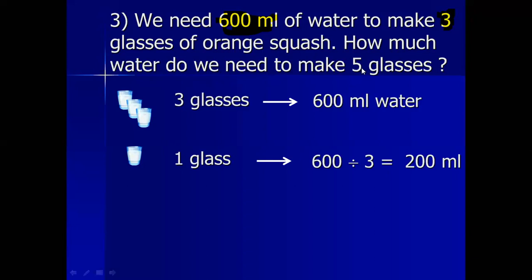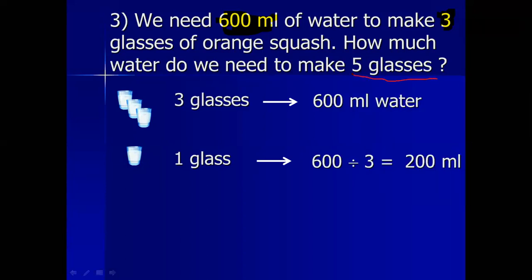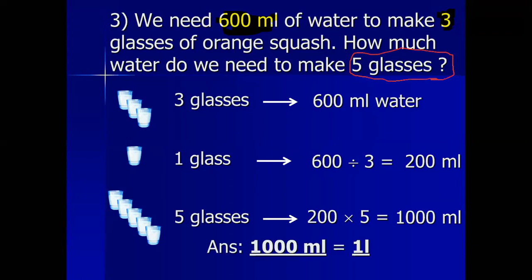The question asks me to find for 5 glasses. So 1 glass is 200 milliliters. I will multiply it by 5 to find how much water we need to make these 5 glasses. So 200 times 5 is 1000 milliliters, and every student knows that 1000 milliliters is 1 liter. Okay, guys.